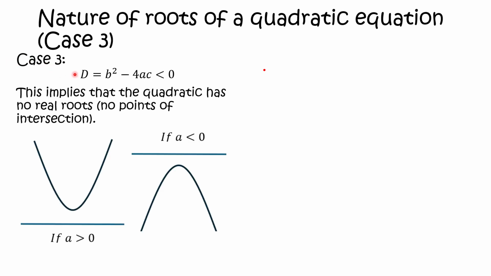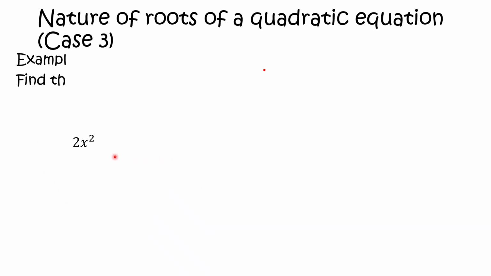Let's get to case number 3, where we have the discriminant being less than 0. This implies that the quadratic has no real roots, no points of intersection or whatsoever. So if a is greater than 0, yes, we would have a minimum vertex which does not touch the line. And if a is less than 0, we'll still have a maximum vertex which does not get into contact with a line. So no points of intersection or no real roots, no solutions.